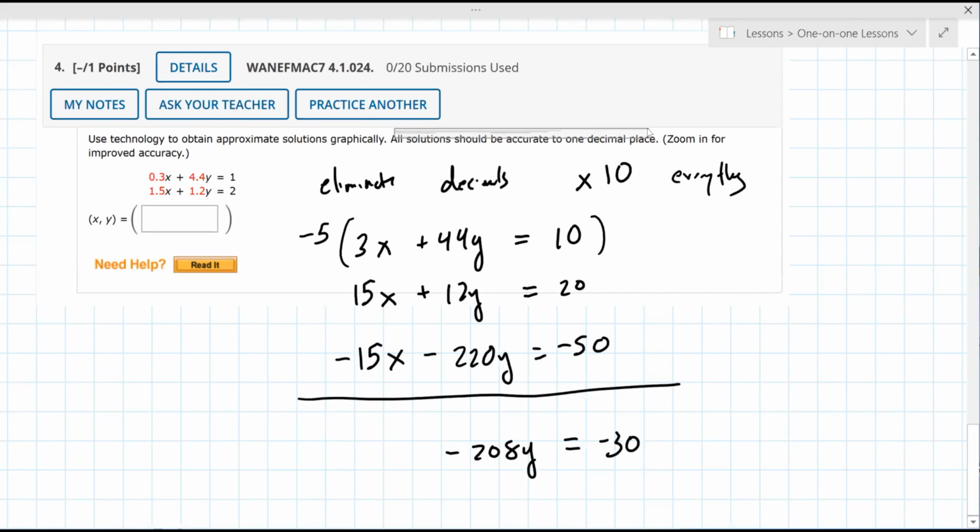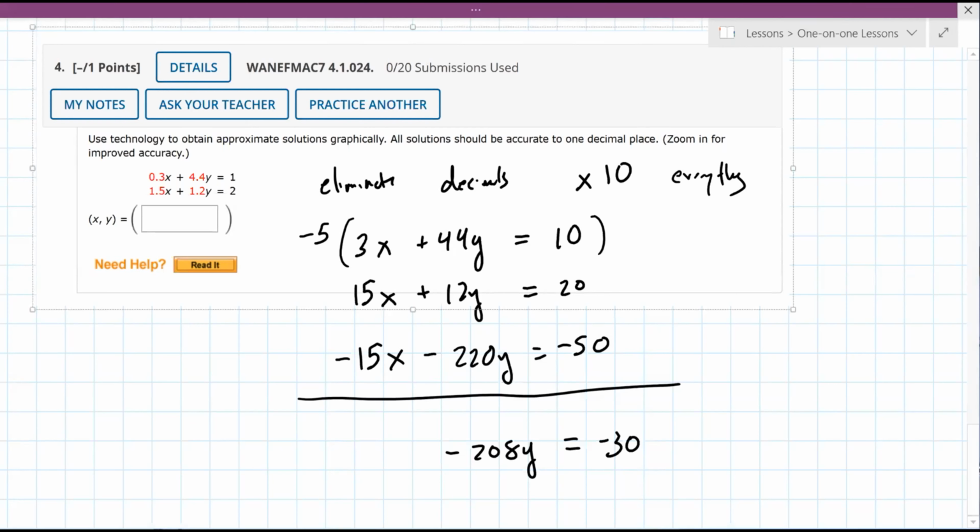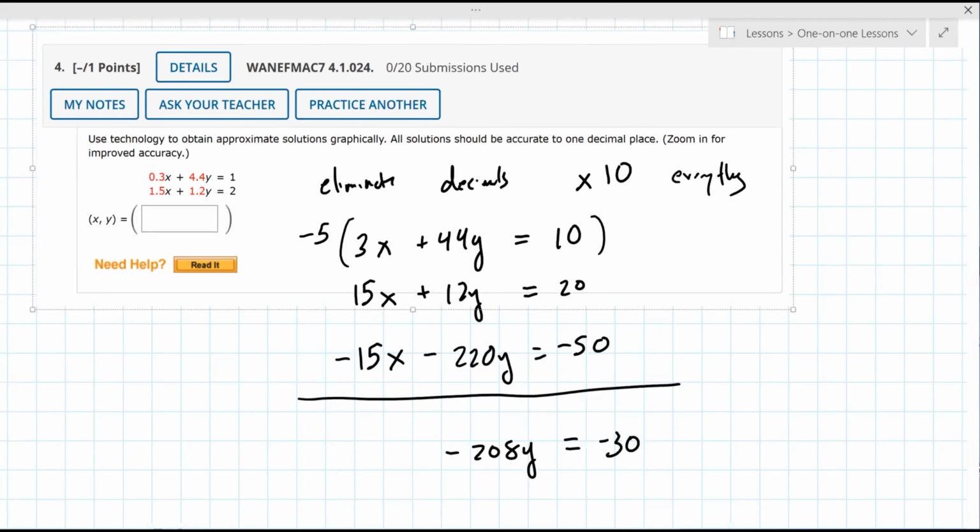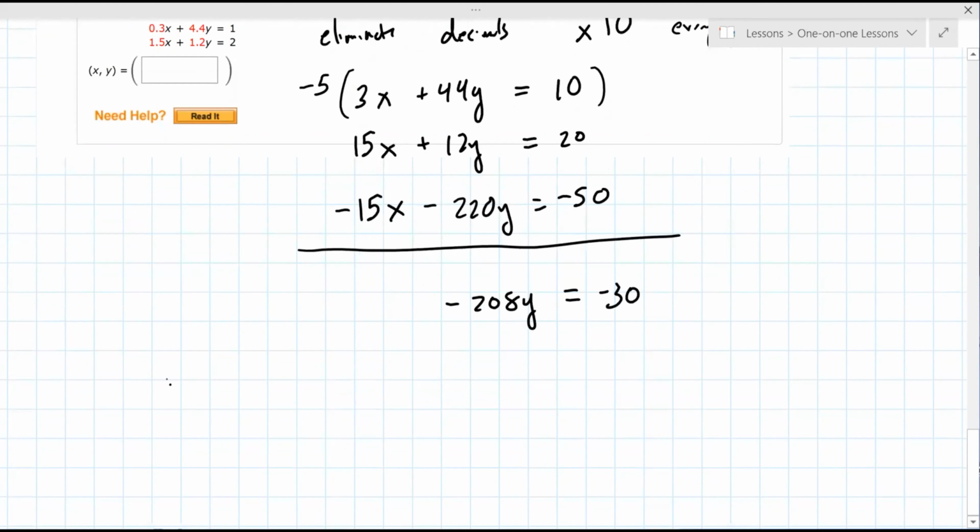So all solutions should be accurate to a decimal place. So this is an example of where you would either graph it for sure or use a calculator. So I'm just going to enter it into a calculator to get the answer. Because it does say to round, that means that it's not exact. And you can use Desmos, you can use your TI-83. So it ends up being that x equals 1.2 and y equals 0.1.